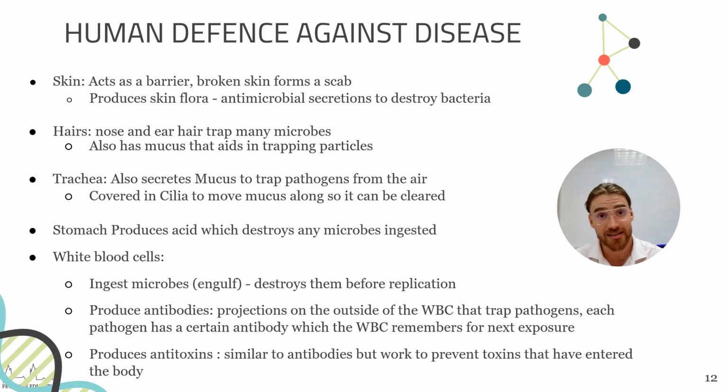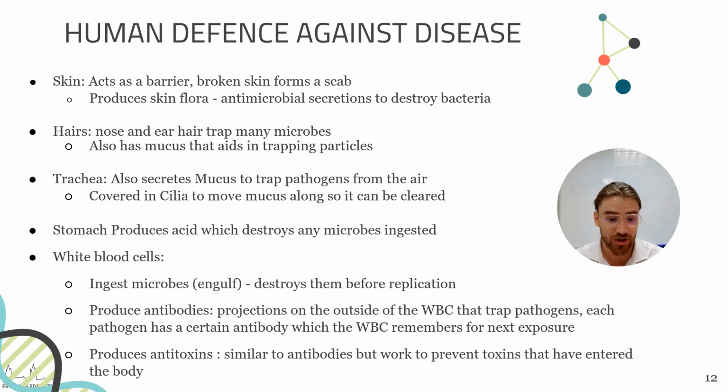Your stomach produces acid, that hydrochloric acid, that is going to kill most bacteria that is on our food. And white blood cells, of course, are our immune system. If these pathogens do penetrate into the more vulnerable parts of our body, the white blood cells are there to ingest the microbes, to engulf them, the phagocytes. So they destroy them and prevent these bacteria or pathogens from replicating. How they do this is by producing antibodies.